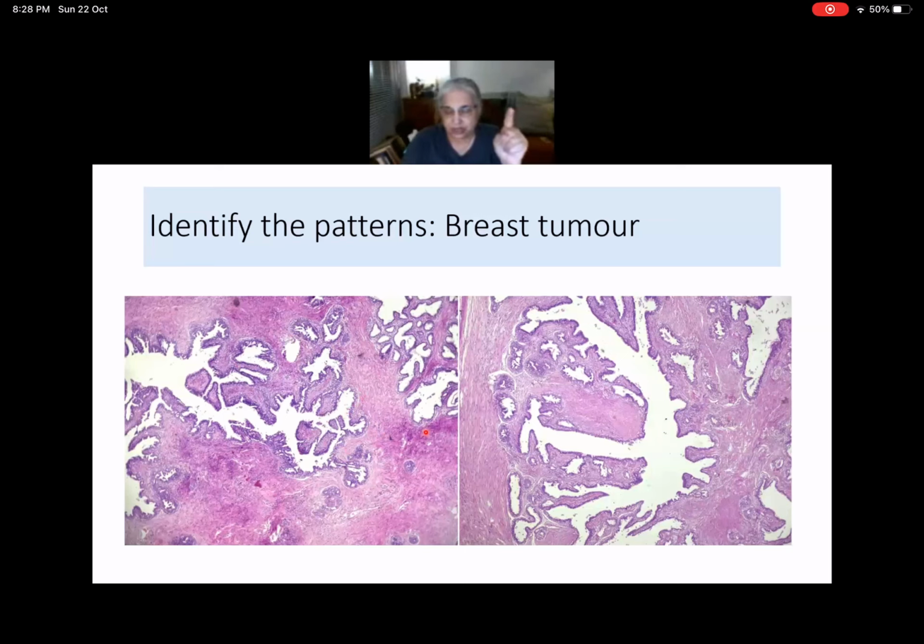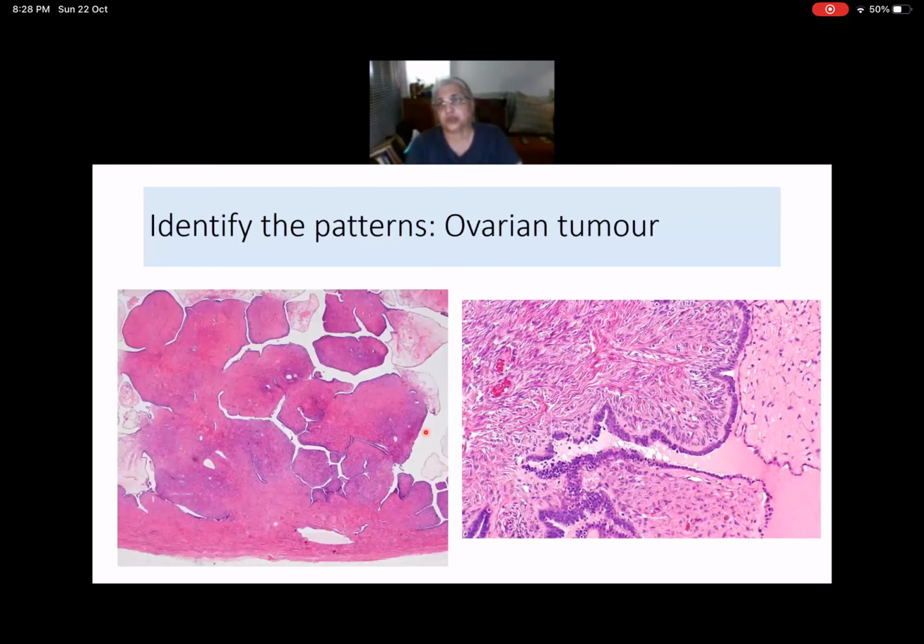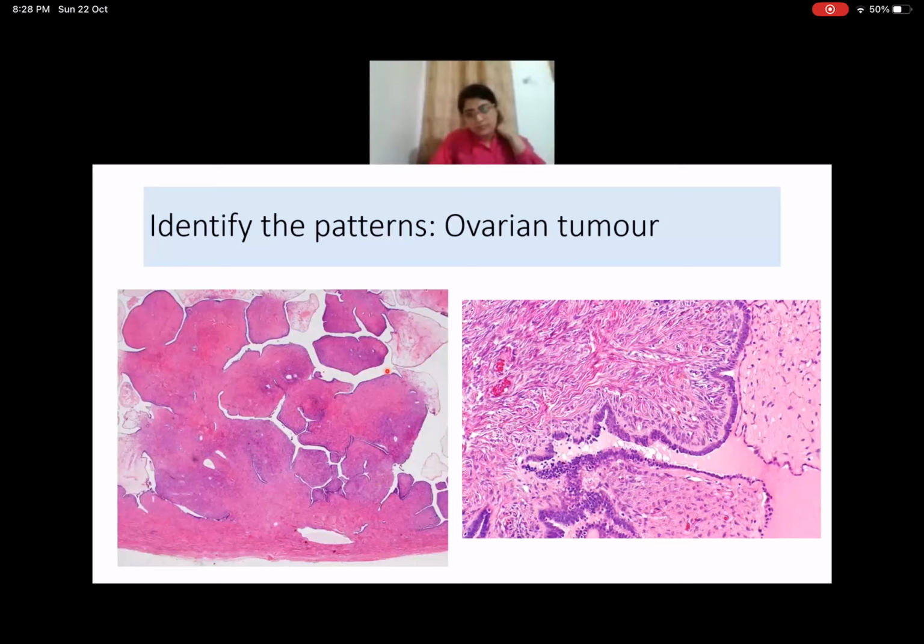Actually, it is a large duct that is branching. It's branching so much that you see the stroma seems to project into this, giving it a pseudopapillary pattern. Absolutely right. And this is a Phyllodes tumor of the breast. A Phyllodes tumor is a pseudopapillary tumor when you see it like this. Excellent. Very good. What about this?